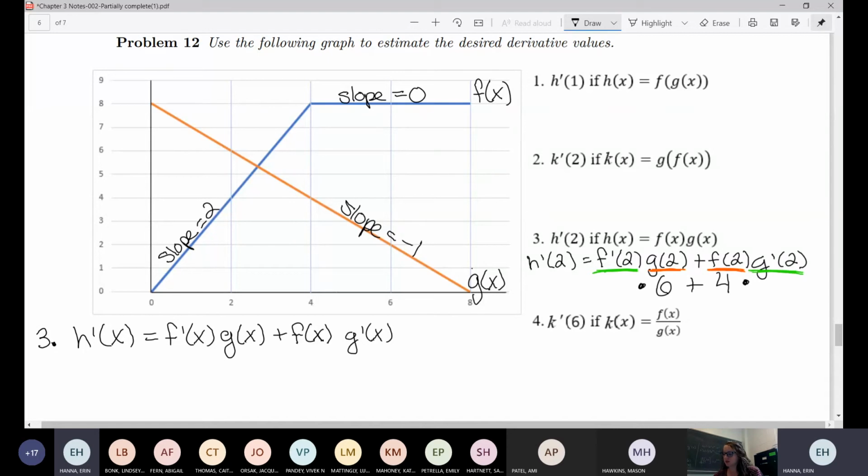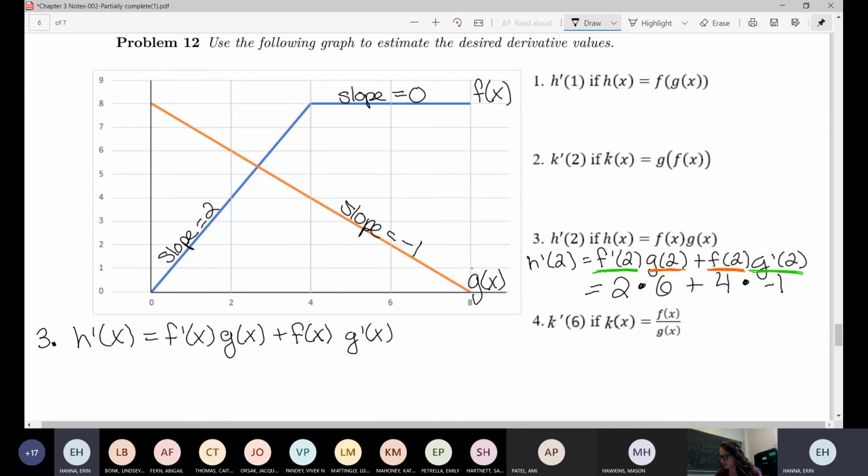So essentially any derivative value for f between 0 and 4 will be equal to 2. Any derivative value for g of x at all, because it's just one straight line, is going to be -1. And the derivative value for f between 4 and 8 would be equal to 0. So f prime of 2, my slope at 2, is 2. And g prime of 2, since the slope of g of x is the same everywhere, will be -1.